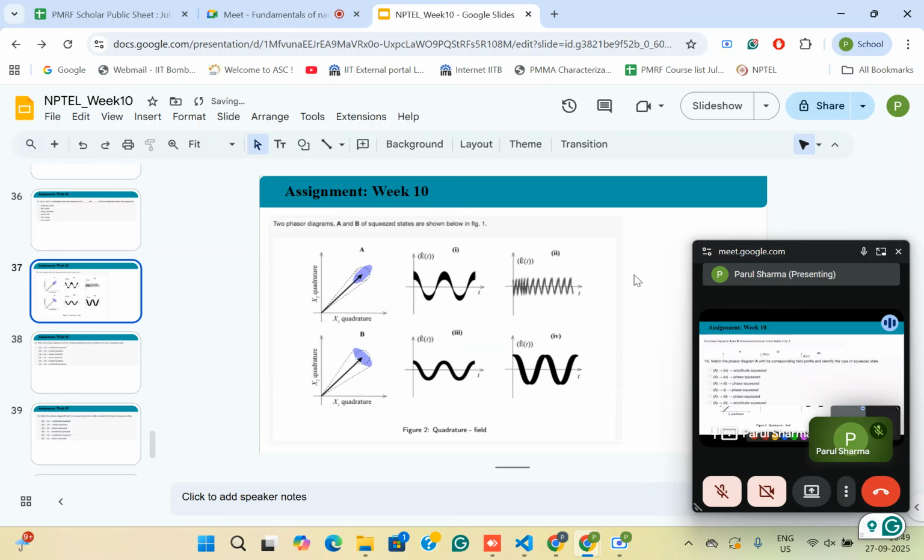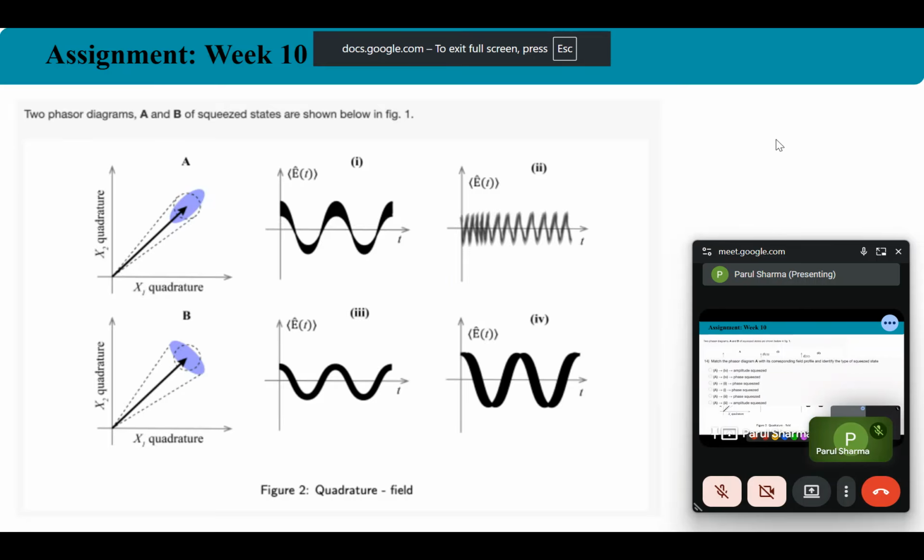You can see that we have the two phasor diagrams A and B, X1 and X2, and corresponding to that we have the four figures, with time on the x-axis and electric field on the y-axis. So we are given the quadrature field.